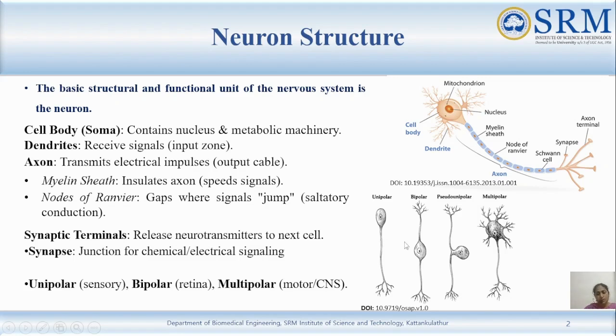So there is unipolar, wherein it has one axon, the bipolar, which is having two axon, and multipolar is basically those that have multiple branches from the cell body, and these are found in the motor neurons and the central nervous system. There are also pseudopolar, wherein there is one axon branching out, and from there it diverges into two. So basically there's only one axon, so that it's called pseudo unipolar.